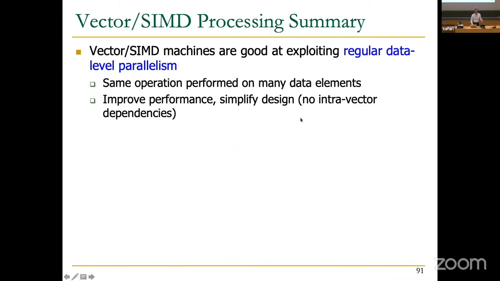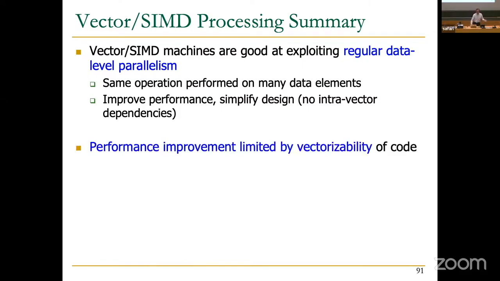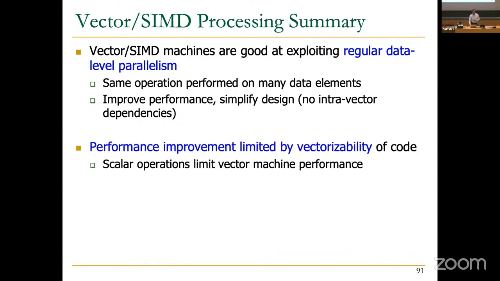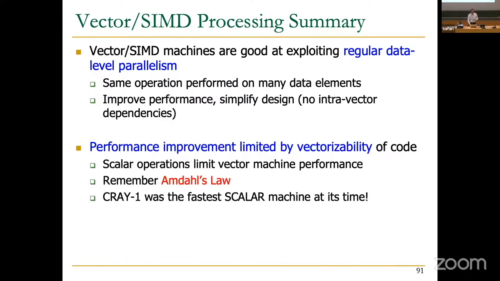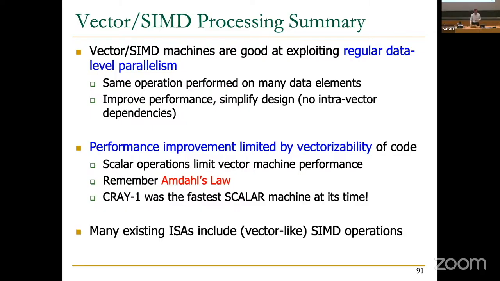This improves performance, simplifies design, improves energy efficiency, but performance improvement is limited by vectorizability of code, and scalar operations limit vector machine performance. And always remember Amdahl's law, 99.9%. And Cray-1 was the fastest scalar machine of its time. Scalar was written in capitals for a reason.